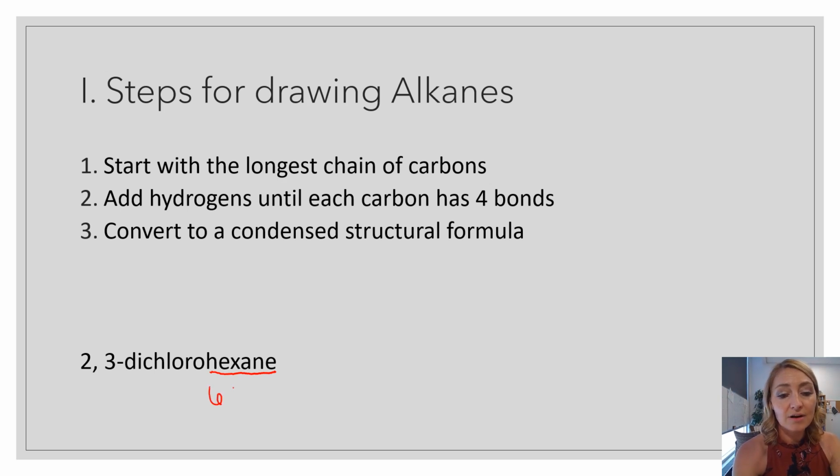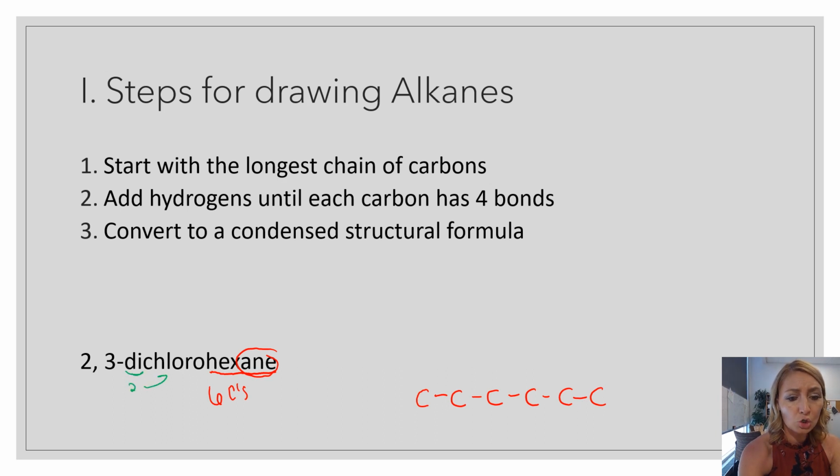Hex tells us there are 6 carbons. Ane tells us it's all single bonds. There are no double bonds to worry about. So let's start with that. 1, 2, 3, 4, 5, 6. I'm going to draw little bond lines because I'm going to turn those into hydrogens. And I'm told that we have di, meaning 2 chlorines coming off of this hexane, and they're coming off in positions 2 and 3.